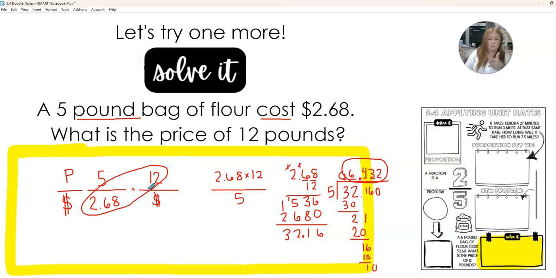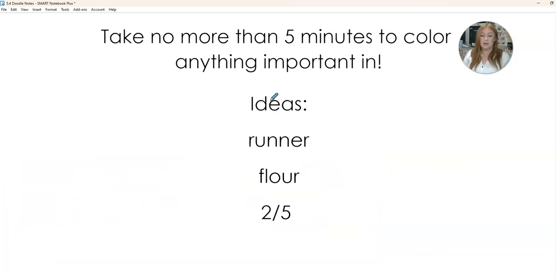What do we know? What are we looking for? Crisscross the ones across from each other and multiply, and then divide by the leftover number. That will tell you this missing piece. So we set up these proportions. This is called a proportional reasoning strategy. We're setting up what we know to compare what we want to know. So make sure that you've colored anything important that's going to help you remember to set up these proportions.